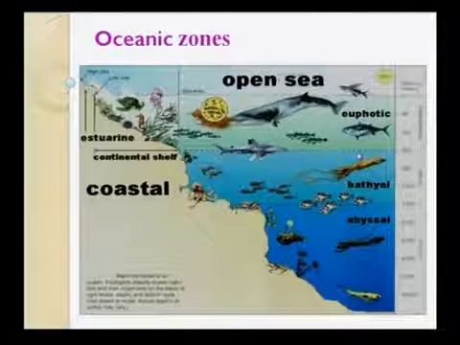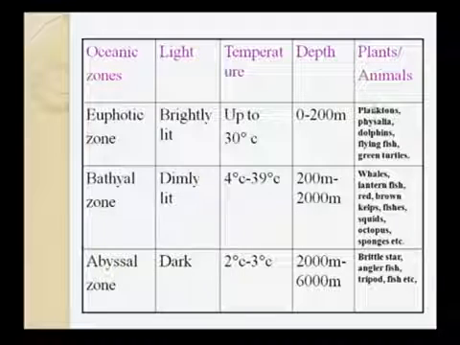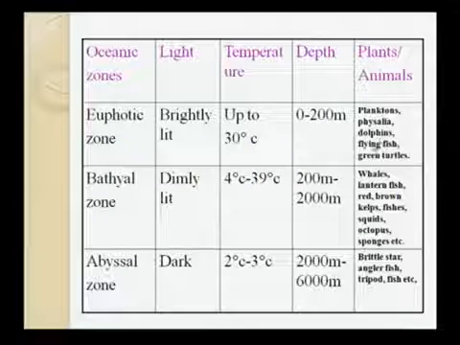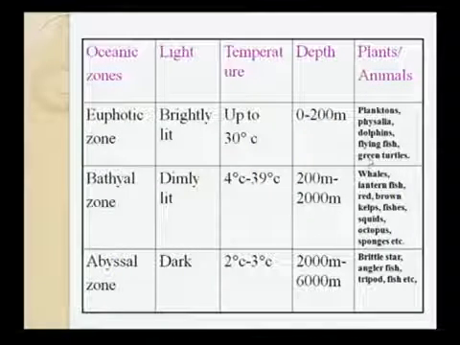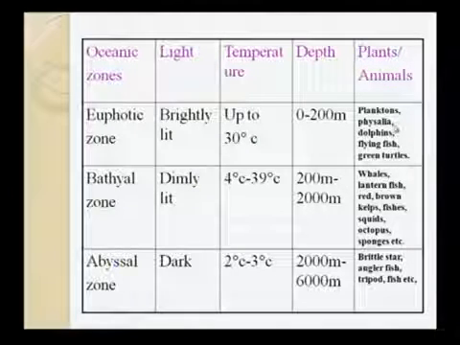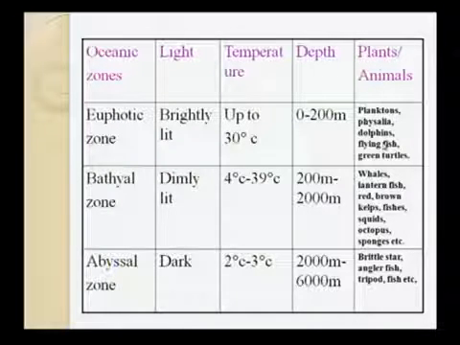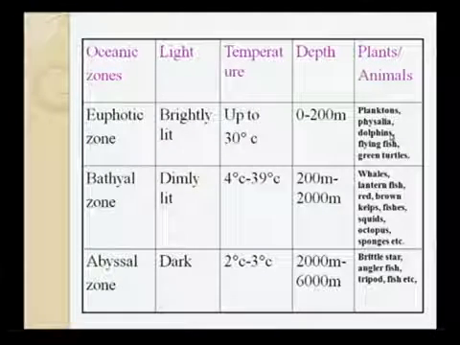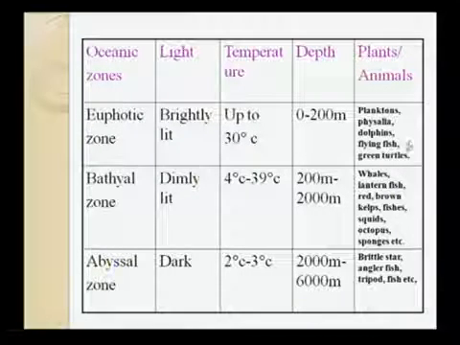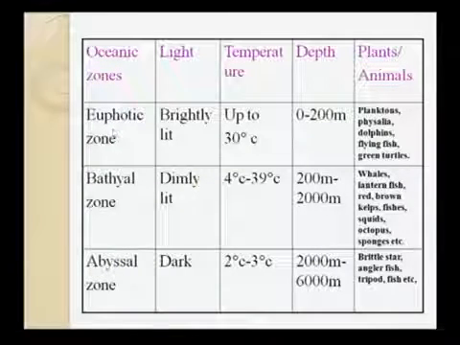Do you get it? Now friends, let us see what plants and animals can survive in this zone. There are planktons, phycelia and dolphins, flying fish, green turtles. So these are the flora and fauna, that means plants and animals that will survive in this zone. Friends, do you know another thing? These plants and animals can survive in this zone only because they adapted to the conditions of this zone. So they can survive in this zone only.